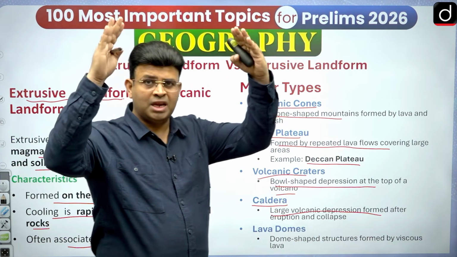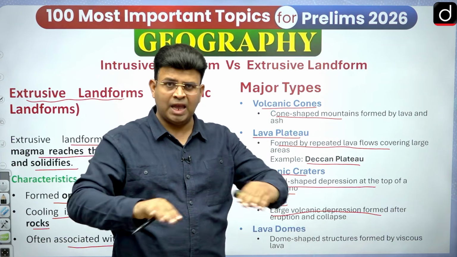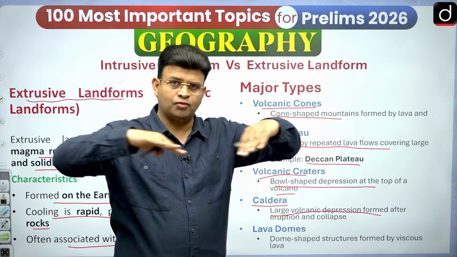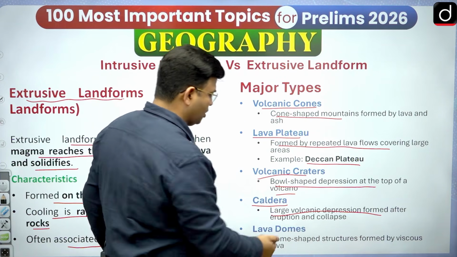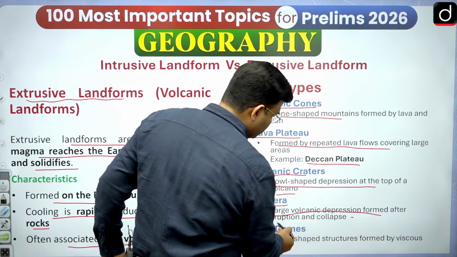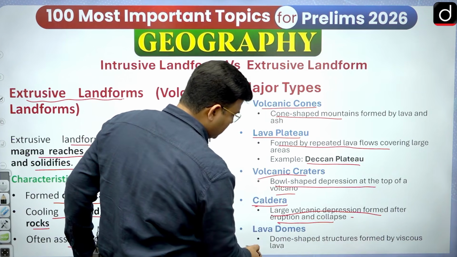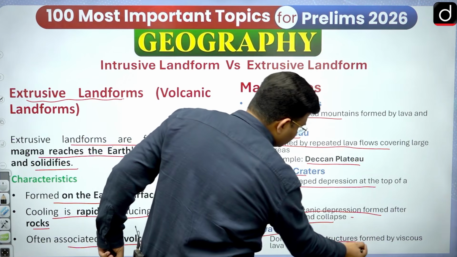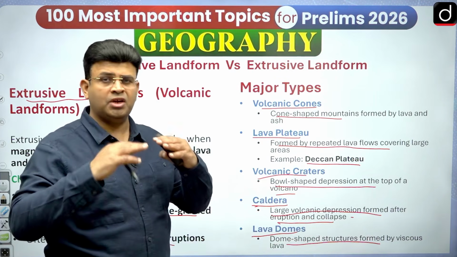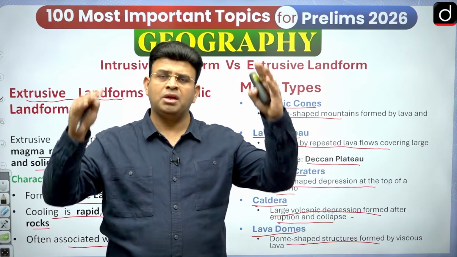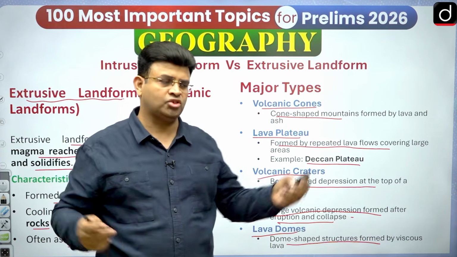It forms when the volcanic mountain collapses over the empty magma chamber, a large saucer-shaped depression formed after the eruption and collapse. That is a caldera. And a lava dome is a dome-shaped structure formed by very viscous granitic lava; it comes up, spreads easily, and a dome structure forms.